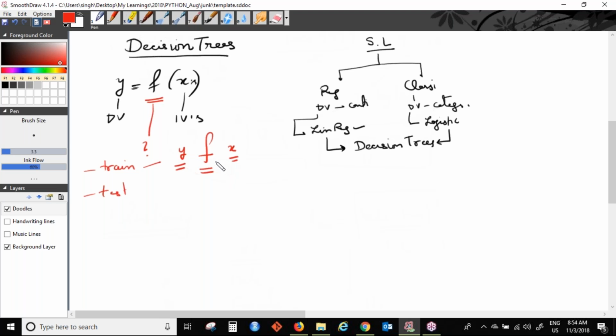Then we use this function f on the test data. Now f we know, and all the x's which are independent variables, we know that as well. So we have to find y now in the test data. In the test data we find y, and since we already have the actual y also in the test data, this will be y hat or y predicted, and we can compare whether whatever we are predicting is the same as the actual y or not. So that is where all the error parameters come in.